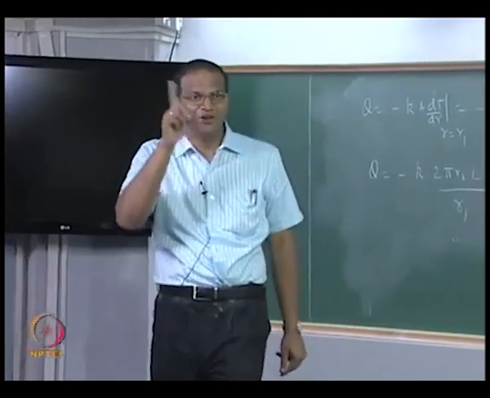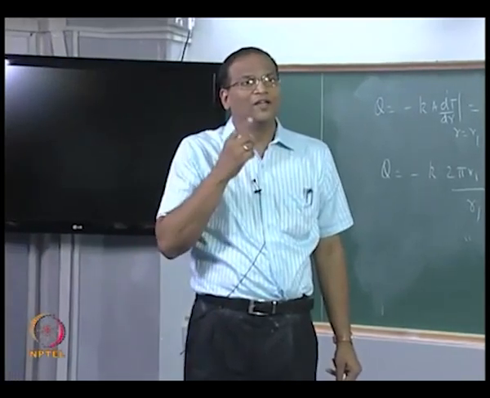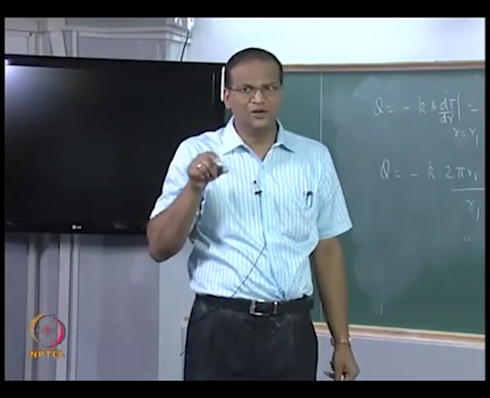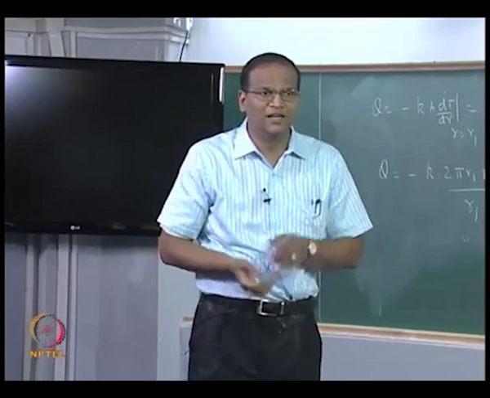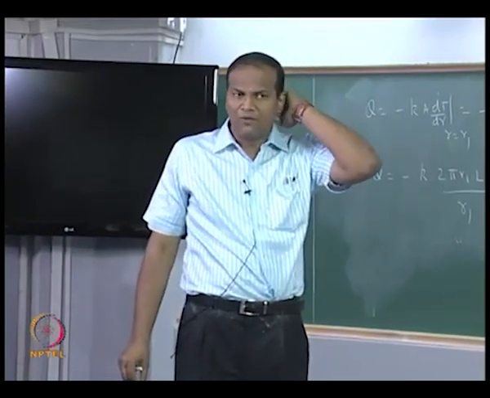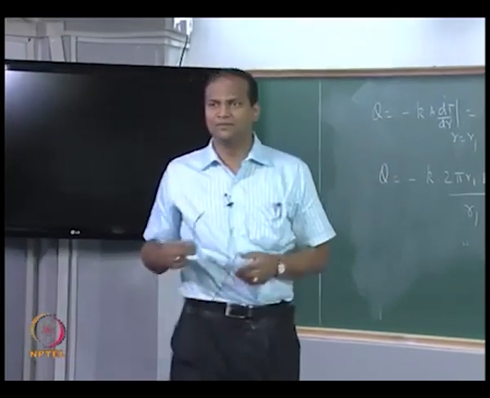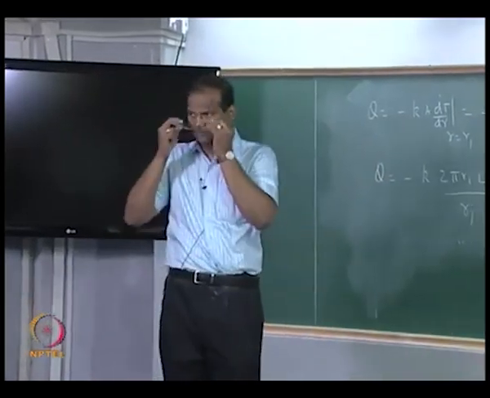So you have to take care of the boundary condition at the center. You may say dT/dr is 0 at the center if it is a solid cylinder. dT/dr being 0 does not mean it is insulated. Sometimes what we do is at the center we apply what is called the finiteness of temperature condition. The temperature has to be finite.